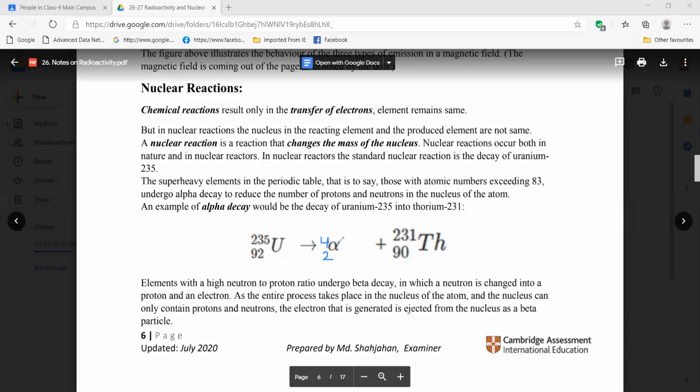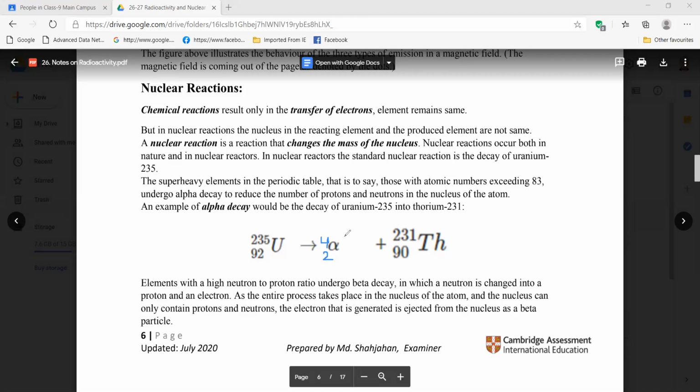Yes, sir. The alpha particle has 2 protons. We cannot say atomic number here because it does not have any electrons. We have here its proton number 2 and its mass number 4. So it's losing 4 from the mass number and 2 from the proton number and turning into thorium, another element, right?